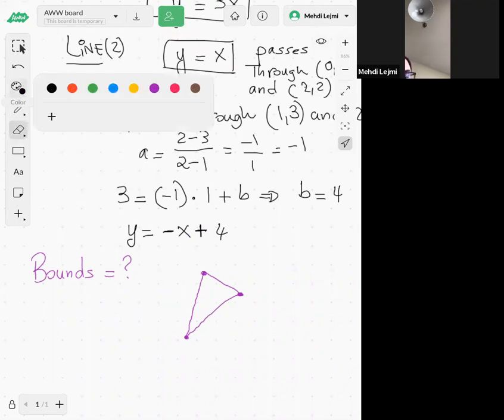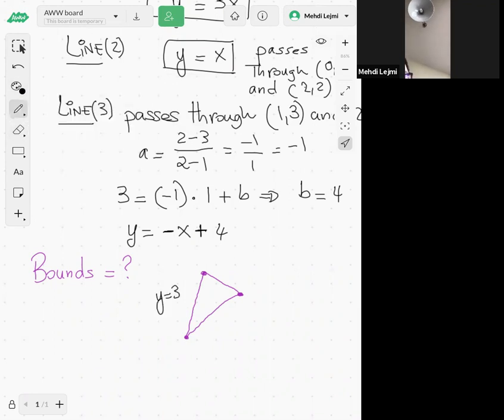So this is y equals 3x. This is y equals x. And then we have y equals minus x plus 4. Right? This is my x-axis. Here's my y-axis. Anyway, guys, my first question for you: is this an elementary region?